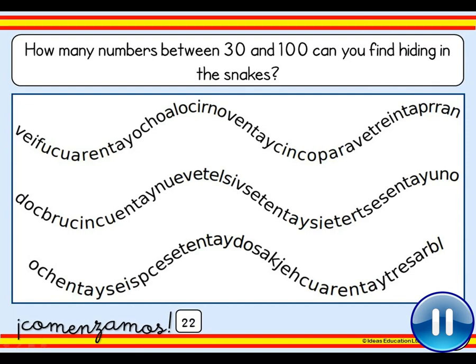So, have a look now at these word snakes. They have some numbers between 30 and 100 hiding inside them. So pause the video now and see how many numbers between 30 and 100 you can find hiding in the snakes. And press play when you're ready to see the answers.